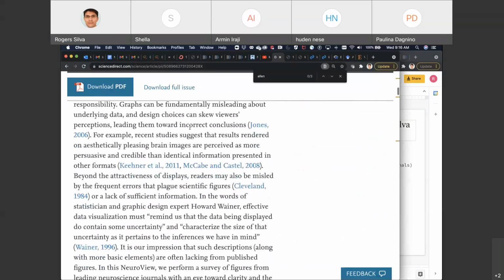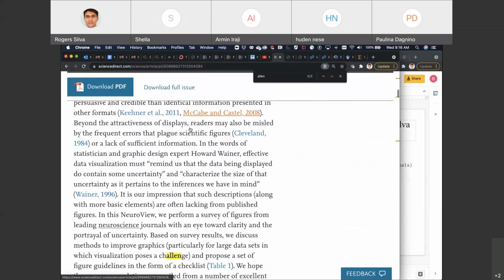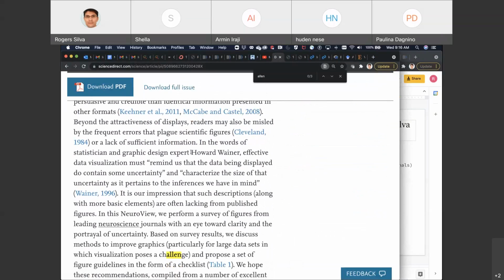And it basically gives some motivation at the introduction and brings in this point with a reference to Howard Wainer, actually I believe a statistician from the 90s, who made these important remarks about uncertainty, that visualizations must remind us that the data being displayed contains some uncertainty, and sometimes we don't get that information, obviously, from graphs. And when I say graphs, I mean plots of any kind, scatter plots, bar plots, and so on, and also figures.